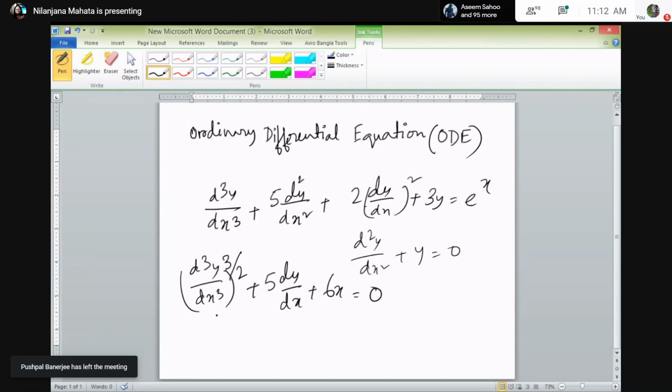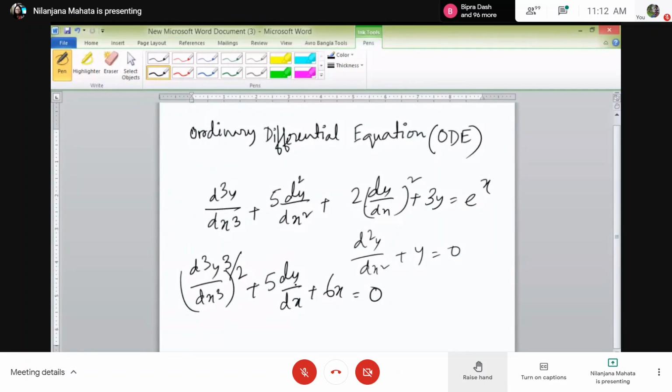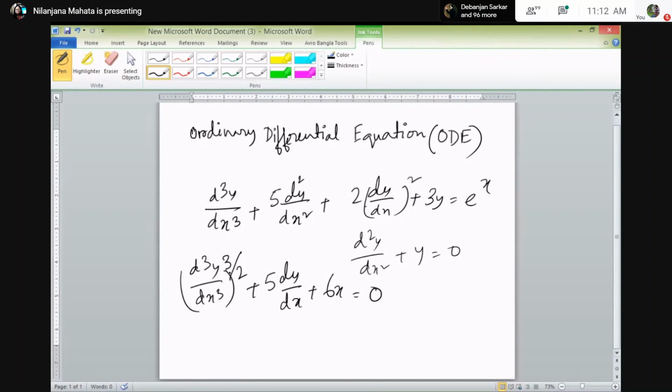And suppose I write another one. What is the order of this differential equation? Three. Order is the highest order of the derivative. Here it is three. And what will be the degree of this equation? Three. We have to rationalize this 3/2. That means we will square this. Then we will get the degree. The degree of the highest order derivative denotes the degree of the differential equation. Okay.